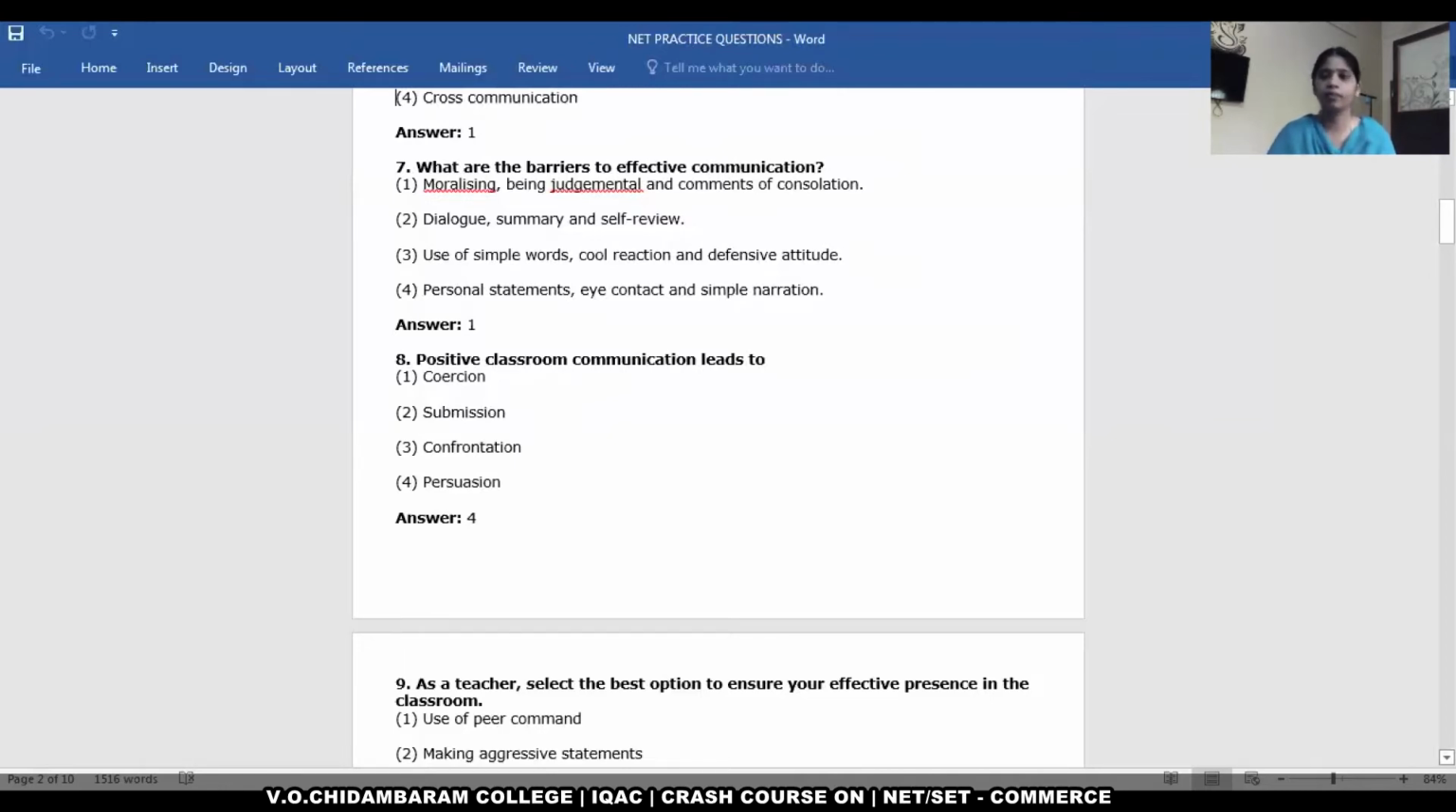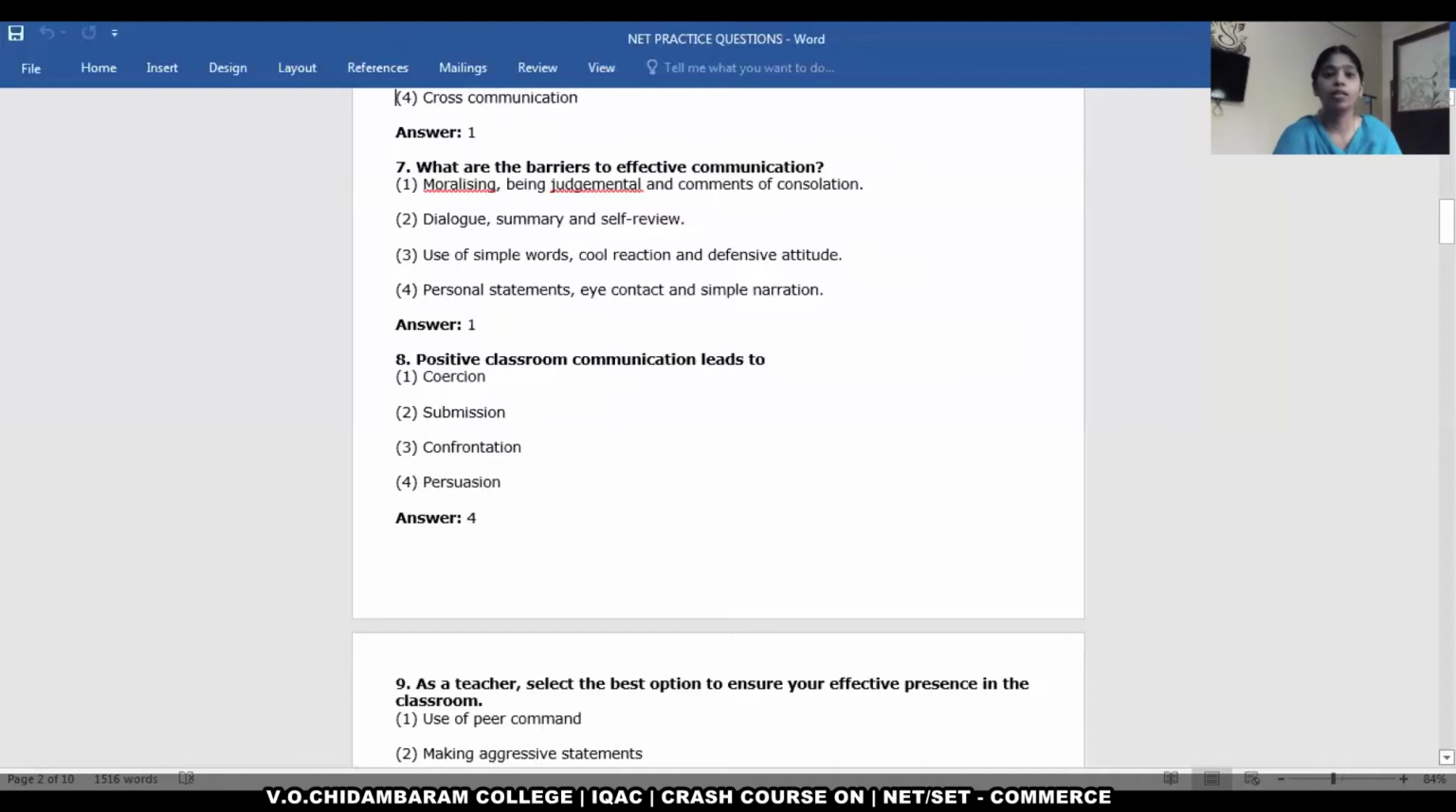So moralizing, when we communicate, we should not always judge. We should not always be pointing out what is right or wrong. So that will be a barrier to effective communication. The one who will be listening won't want to communicate to you again if you go on judging things. Okay, so the first one is the right option.